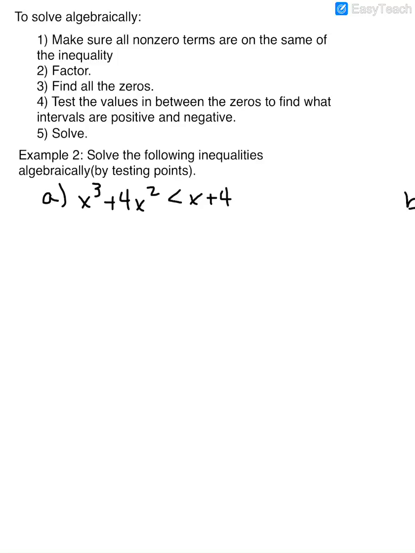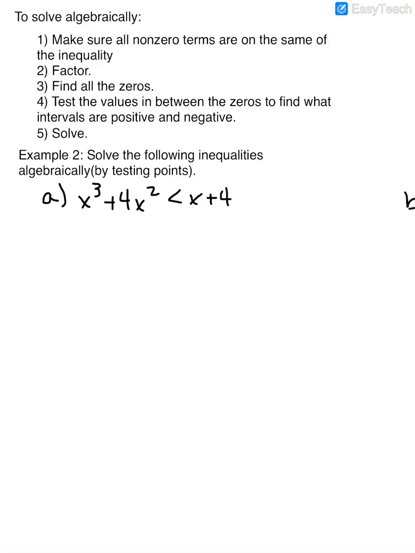So to solve algebraically, the steps are pretty much the same, except for step 4. The first 3 steps are exactly the same. I want everything on the same side, I want to factor, I want to find my zeros. Then step 4, I'm not graphing it. This is where that intermediate value theorem kind of thing that we used a long time ago comes in. We're going to test some values in between our zeros to help figure out if it's positive or negative, so where our graph would go, but just using a number line and then solving from that.